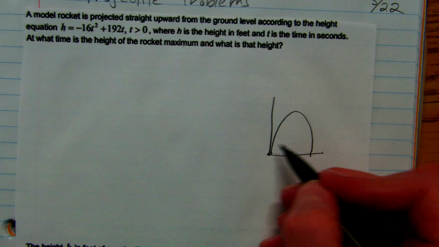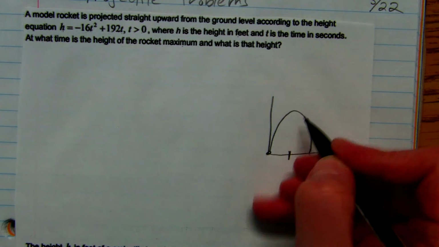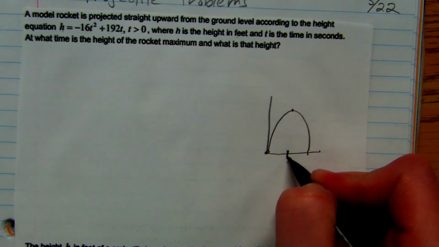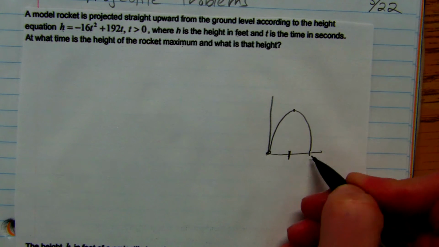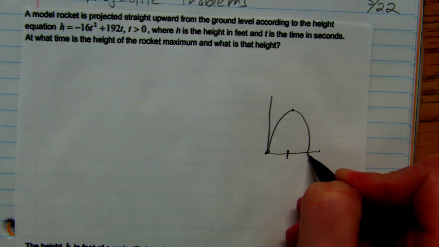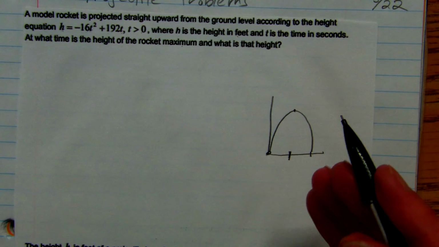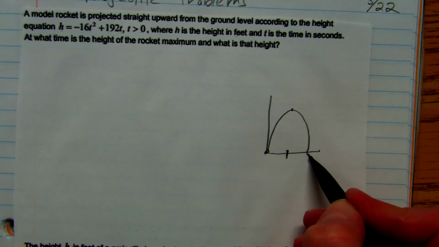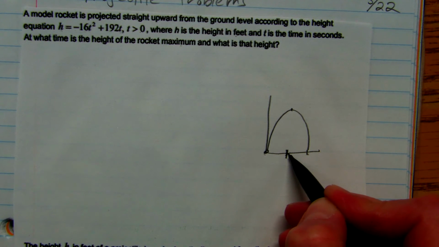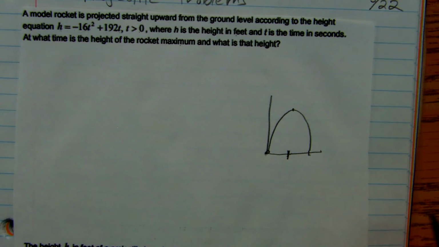So if it starts on the ground and ends on the ground, this maximum height is going to be half the time between where it starts on the ground and ends on the ground, right? There are other ways to do this, but based on what you guys know how to do, we're going to figure out when it hits the ground again and then go to half of that time. So we're just adding a little piece onto what we already did.